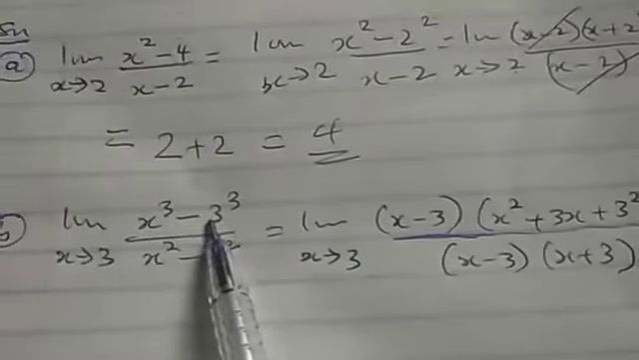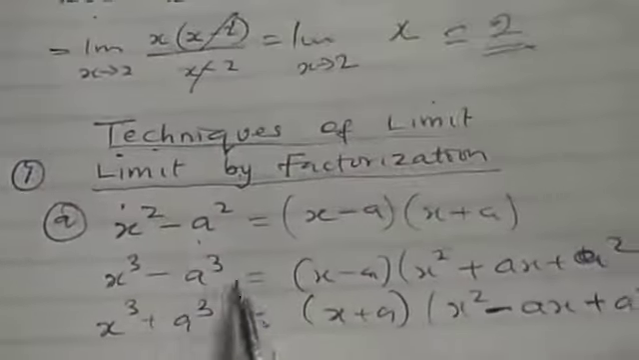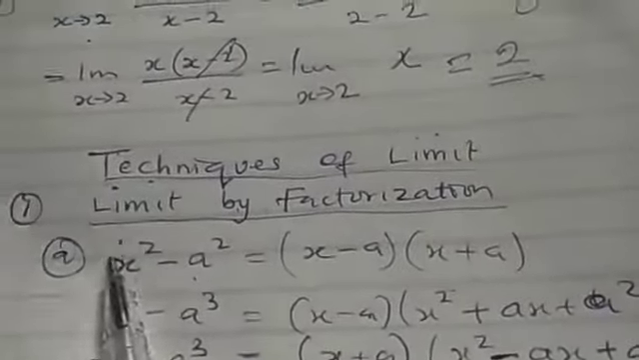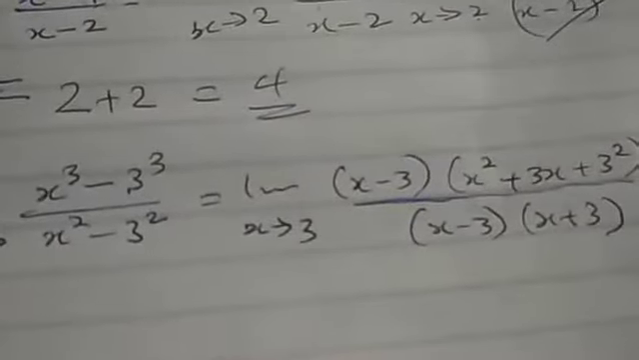27 will become s cube, and we are going to have the following. So the 27 will give me 3 raised to power 3, and this one will give me 3 raised to power 2. At the end of the day, I'm going to apply these two: s cube minus a cube, s squared minus a squared. I'm going to apply this formula. Applying the formula, we are going to have what we have here.